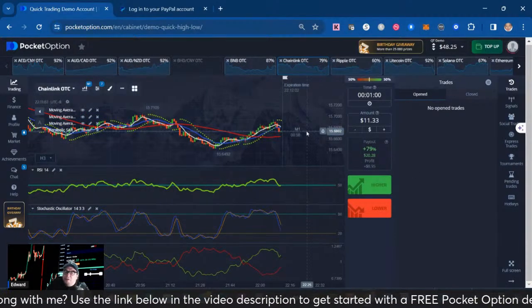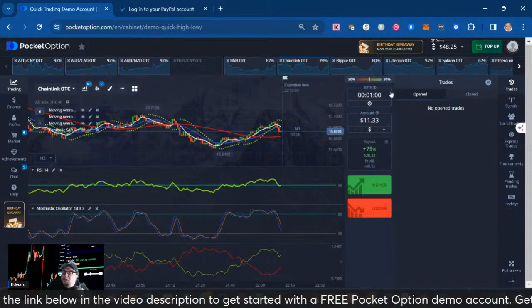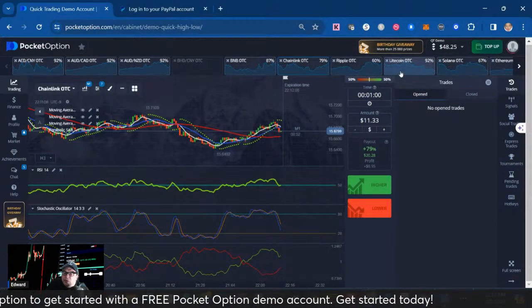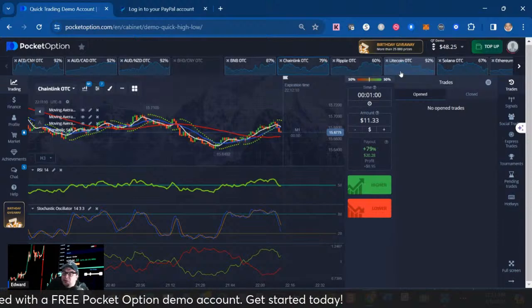Just maybe a few more trades, and then I'll start actually getting to the real account and putting some skin in the game here.